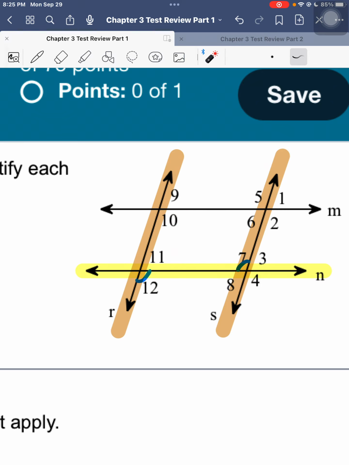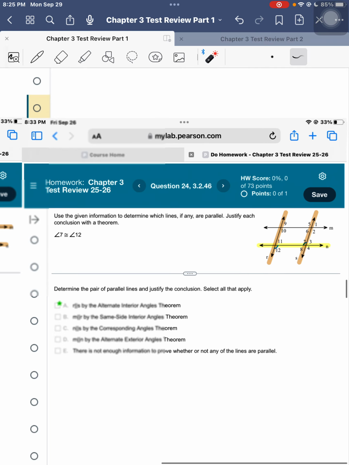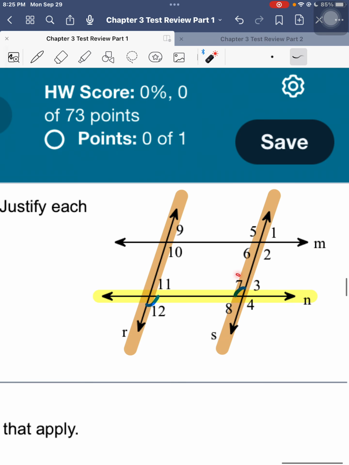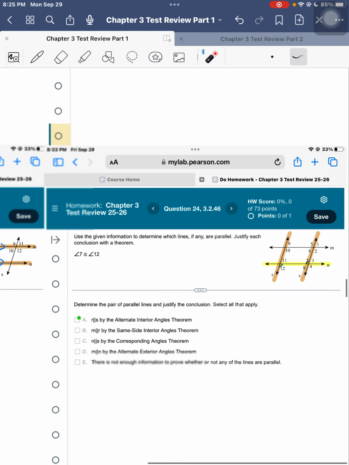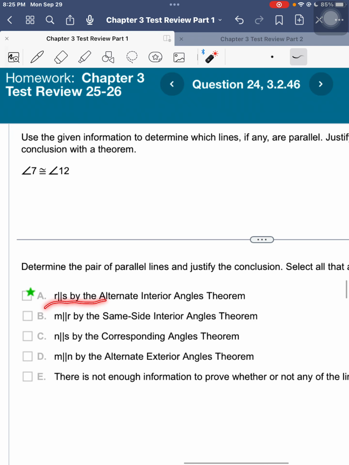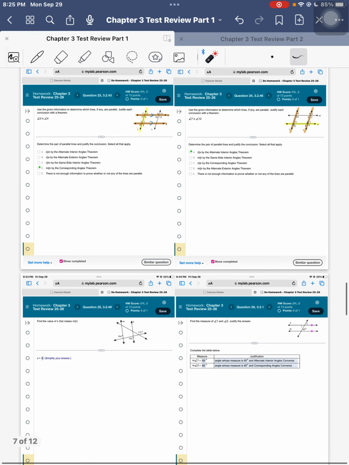So what is the relationship between angle 12 and angle 7? Well, they're on the interior of the transverse lines, and they're on alternate sides of the transversal. So these are alternate interior angles. And we know that if my alternate interior angles are congruent, then my lines are parallel. So R and S are parallel because of the alternate interior angles theorem.